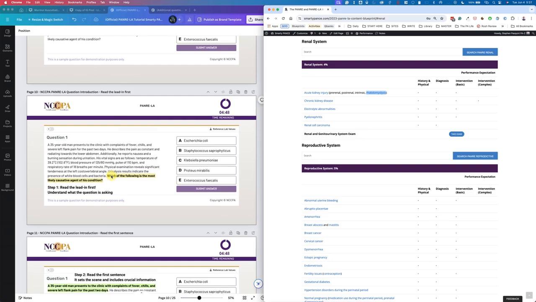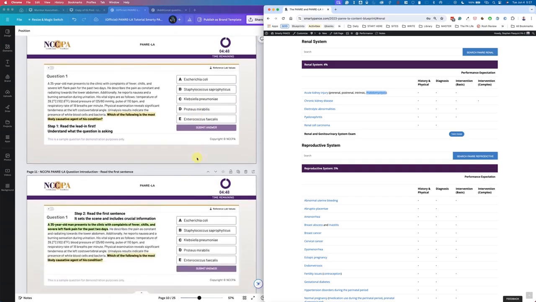Now, before I even read the question, I'm already looking at what the question's asking for. I'm going to go through here quickly and look at the answer choices just so I can get familiar with this. Which of the following is the most likely causative agent in this condition? Okay, familiar. I see we have some options here.